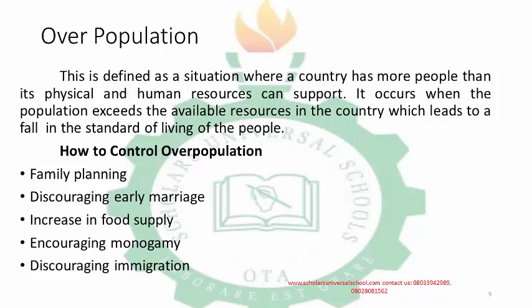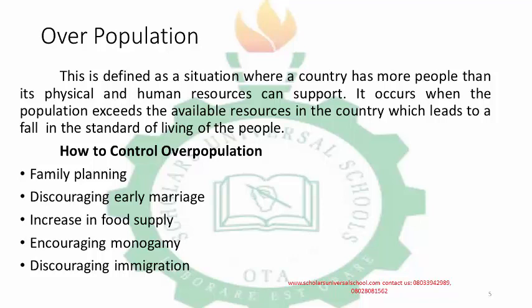So the standard of living of the people there will end up reducing or falling. Now, how do we control overpopulation? The following are some of the ways that can be used to control overpopulation. The first one is family planning. Family planning simply means a system put in place to reduce the number of children that a family is to give birth to. So when we have family planning in the country, and each family is advised not to give birth to more than two children, you end up reducing the population of that country. Family planning is one of the ways in which we can reduce overpopulation of a country.